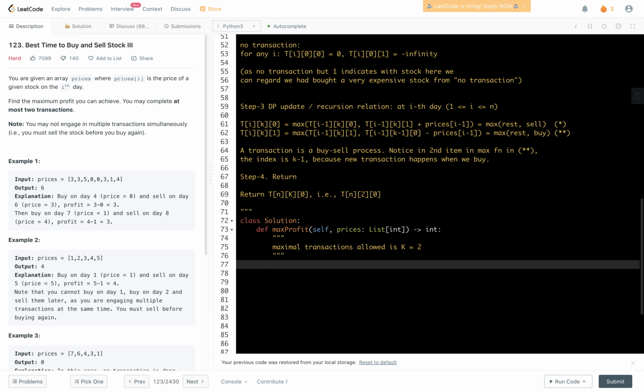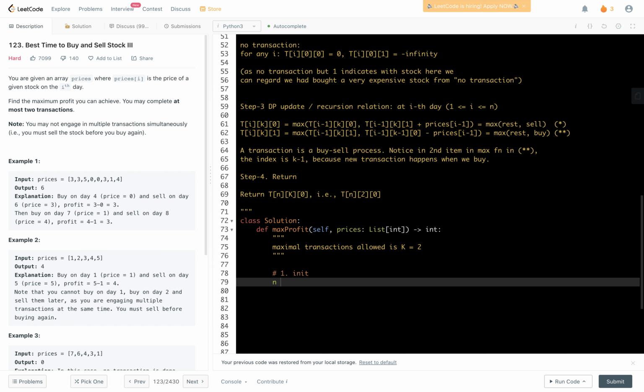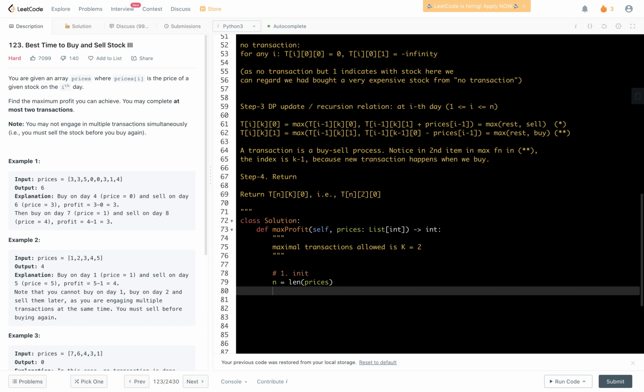With that said, let's first do the initialization. For the initialization, first I'm going to track the length of prices. Then we're going to make a 3-dimensional DP table. Let's call it capital T. It contains n+1 matrices. The matrix inside is 3 times 2, because 3 is K plus 1, and 2 is for states 0 and 1. So let's write like this. So 0.